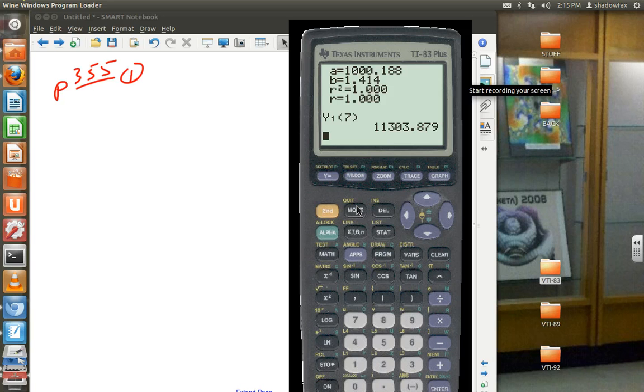Let's see. 1,000.188 times 1.414 to the 7. It did round off. Ooh, that's weird. It's not supposed to do that. Oh, I didn't think it did that. That's weird. Yeah, it's off.